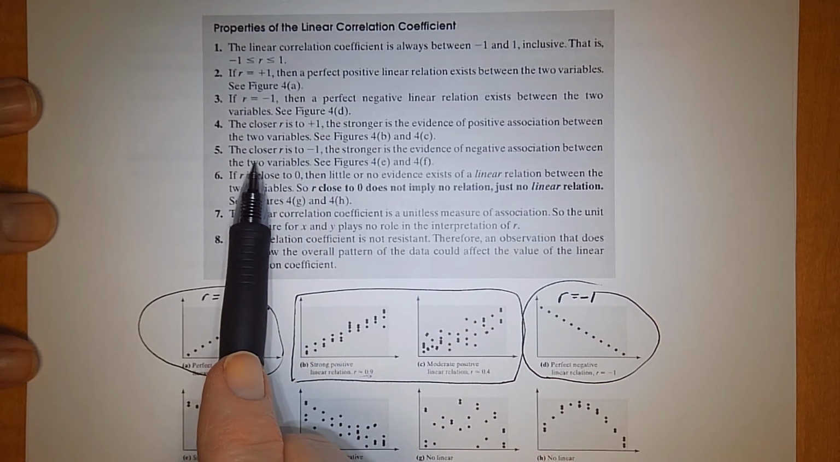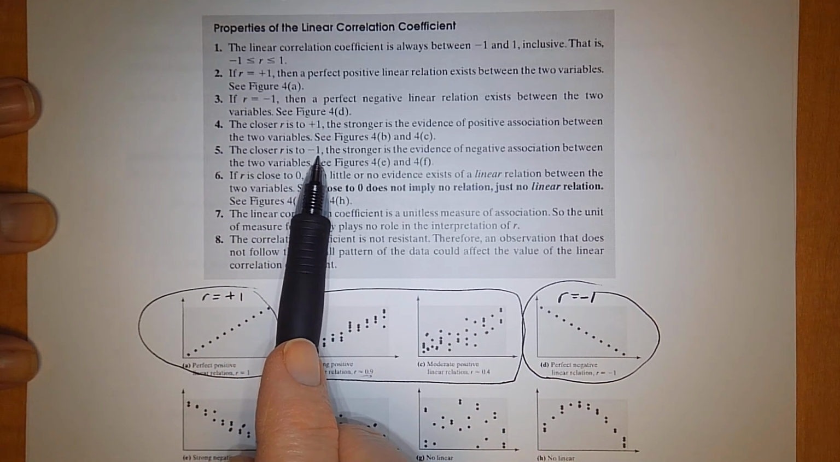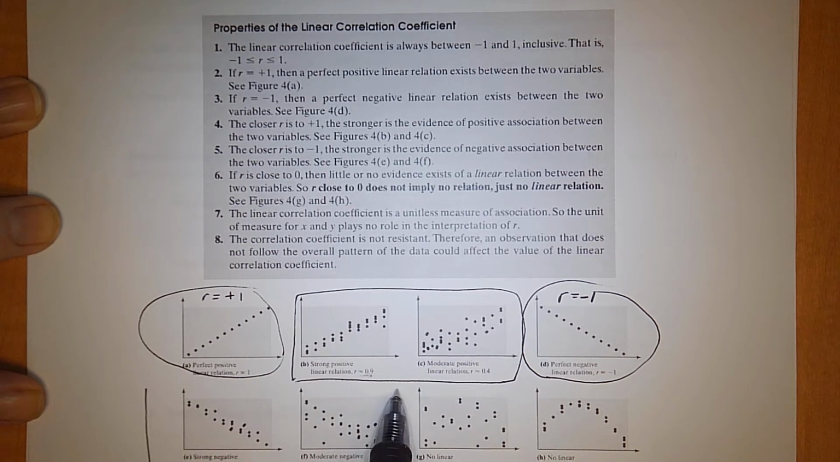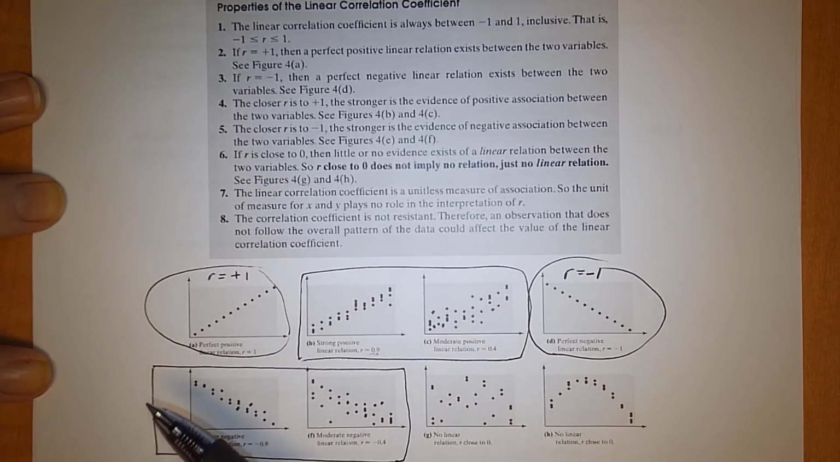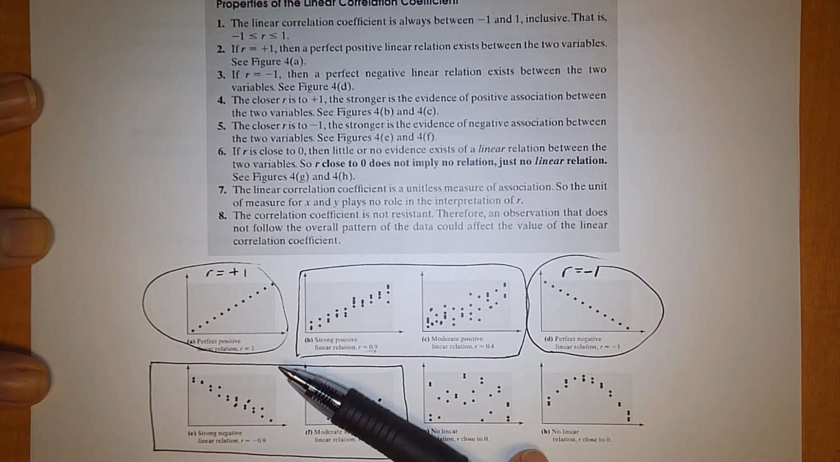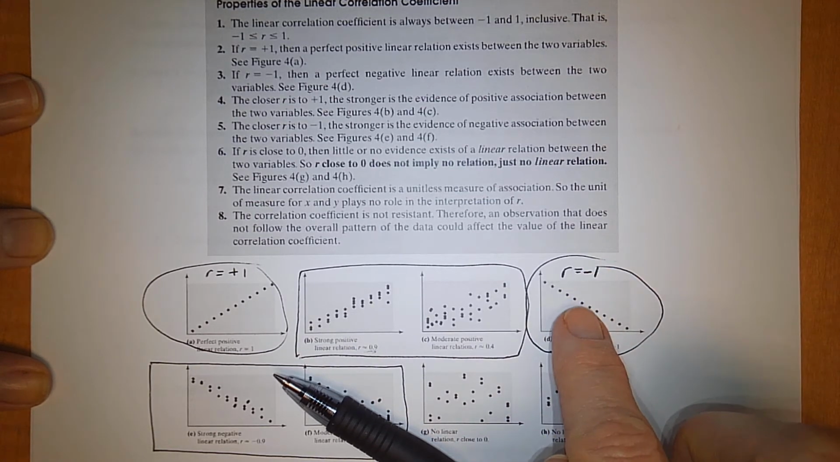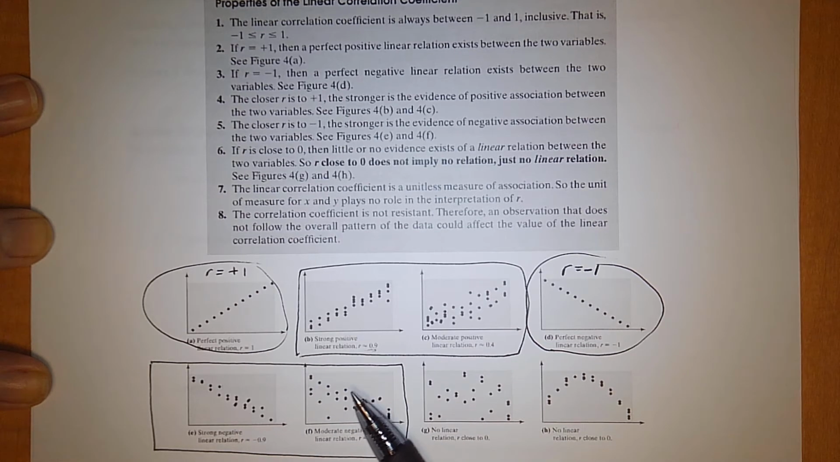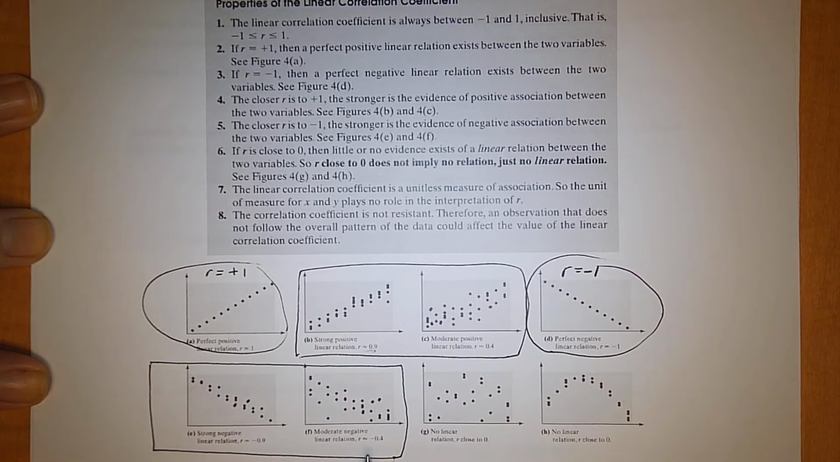On the other side, the closer that r is to -1, the stronger the evidence is of a negative relationship, such as these two examples down here. This has a negative linear relationship, as does this one, but these certainly are not perfect like they were in this example over here. This one would be strong, this one would be moderate. A strong negative relationship would have an r close to -0.9. This would be a moderate negative relationship, which would have an r closer to -0.4.